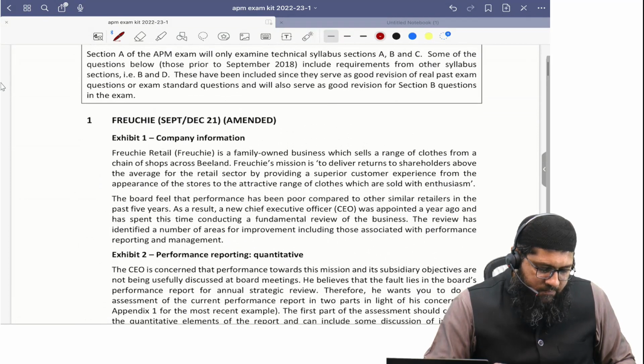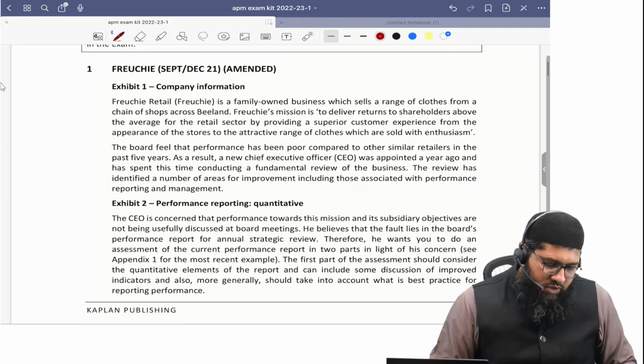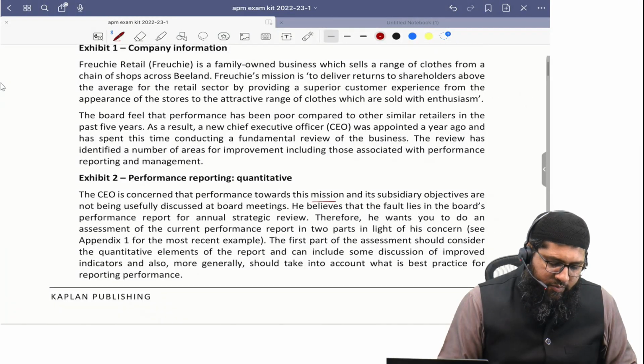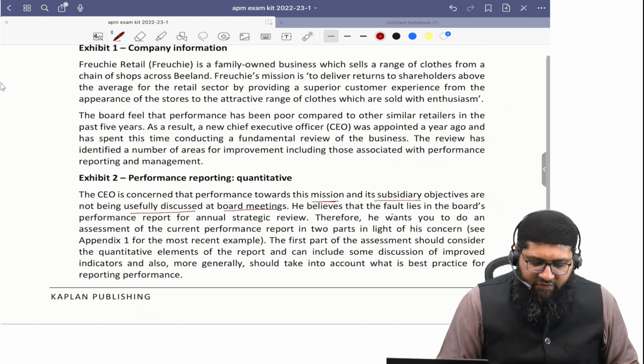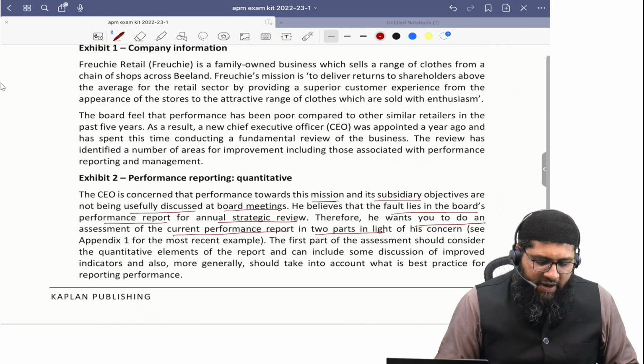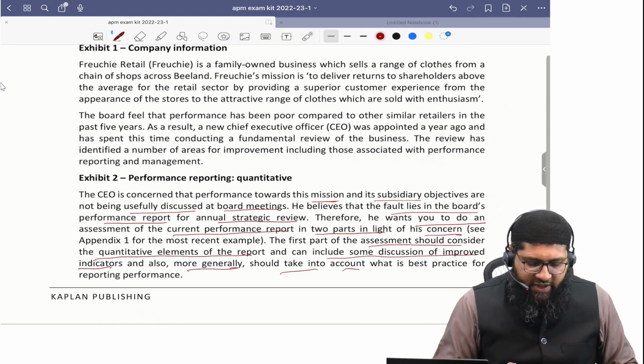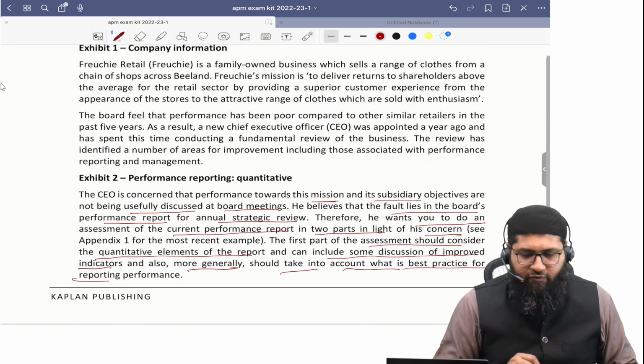The CEO is concerned that the performance towards his mission and its subsidiary objectives are not being usefully discussed at board meetings. He believes that the fault lies in the board's performance report for annual strategic review. Therefore, he wants you to do an assessment of the current performance report in two parts in the light of his concern. The first part of the assessment should consider quantitative elements of the report and can include some discussion of improved indicators, and also more generally should take into account the best practice for reporting performance.